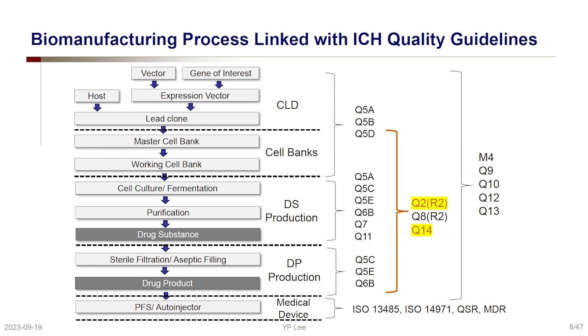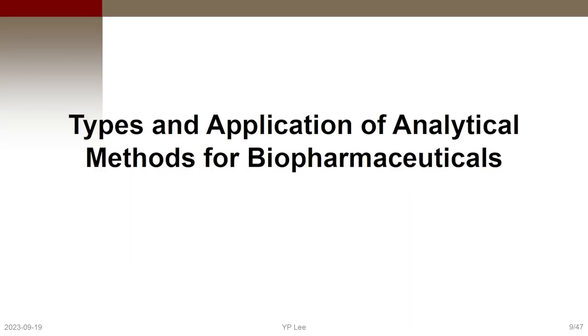For the ICH guidelines, I am sharing the biomanufacturing process in link with the ICH guidelines: cell line development, cell banks, DS production, DP production, as well as medical devices, for example prefilled syringes or auto-injectors, because they can be used for filling. And here on the right side, you can see the mapped ICH guidelines. For analytical procedure development, Q2 and Q14 are very much related. From cell line development to the end of the process, these guidelines are all important.